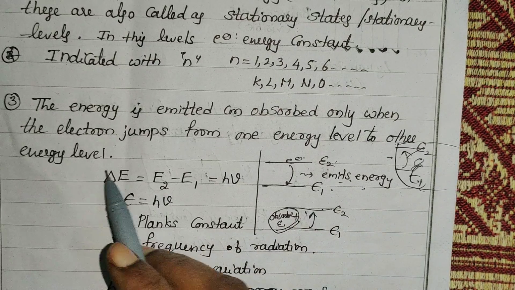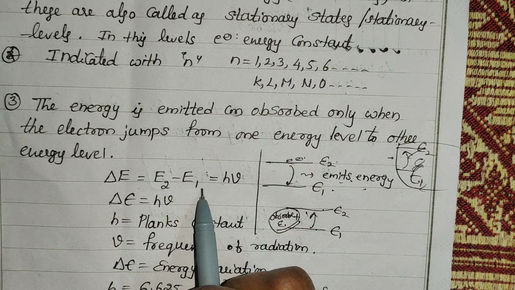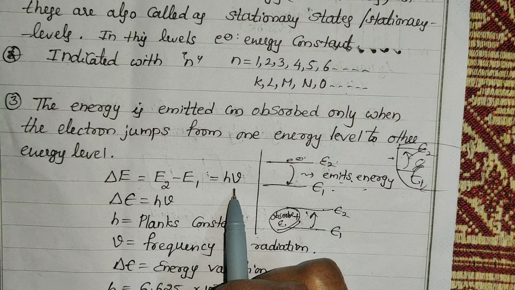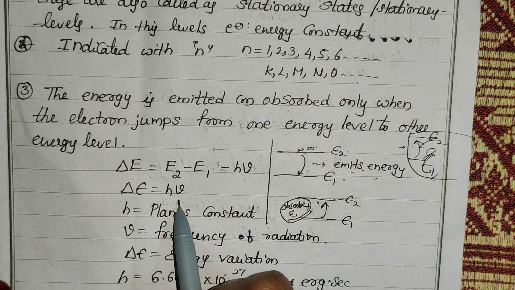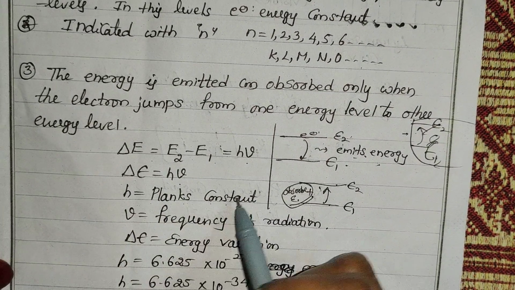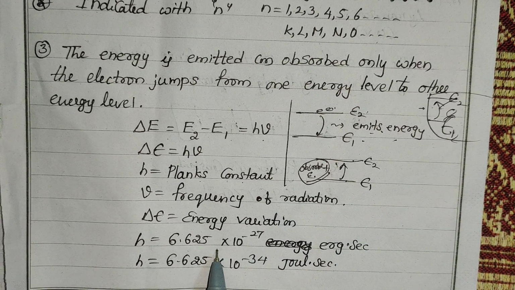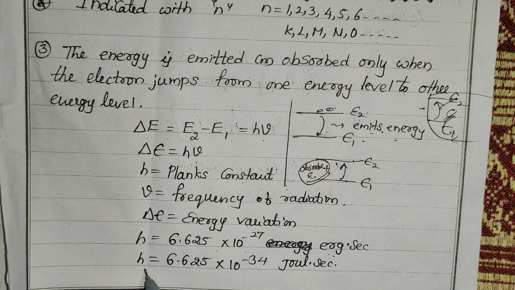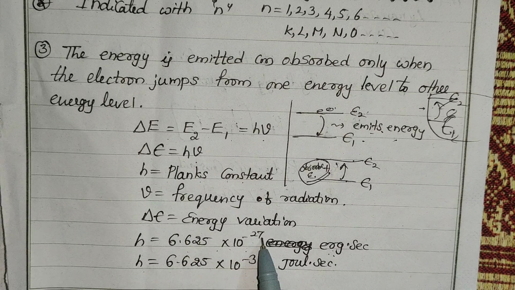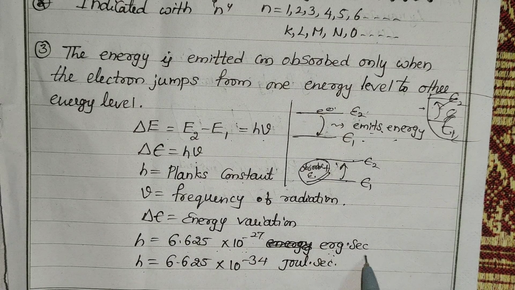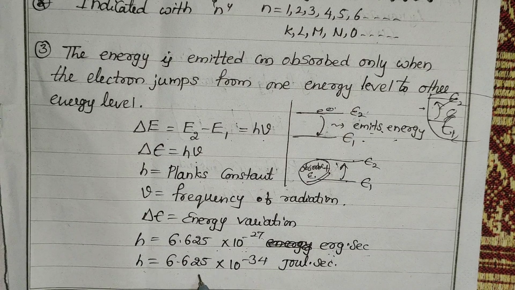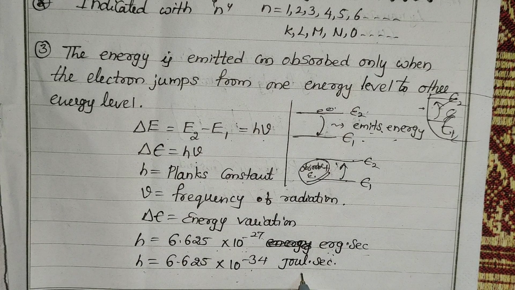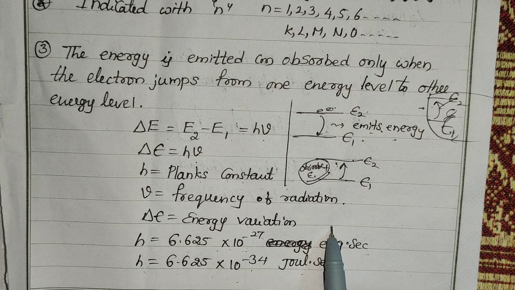Okay, so for that, delta E equals E2 minus E1, that is, delta E equals h nu. h is nothing but the Planck constant. Its value is 6.6256 into 10 power minus 27 erg second. It is erg second only, not erg per second. Or else h equals 6.6256 into 10 power minus 34 joule second. Nu is the frequency of radiation.